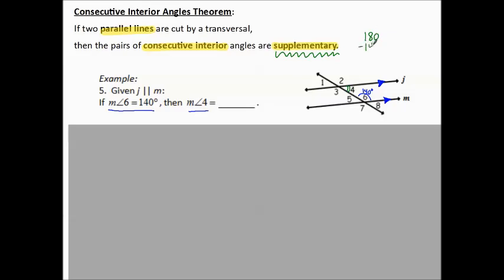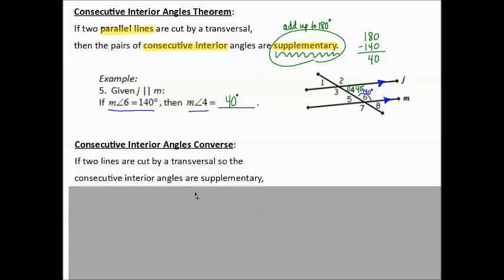180 minus 140 makes 40. Supplementary means adds up to 180. Maybe you make yourself a note about that. Supplementary, add up to 180 degrees. So the other angle has to be 40 degrees. They have to add up to 180 degrees.